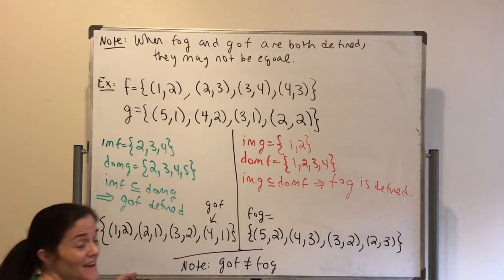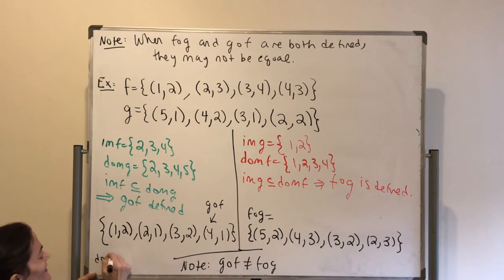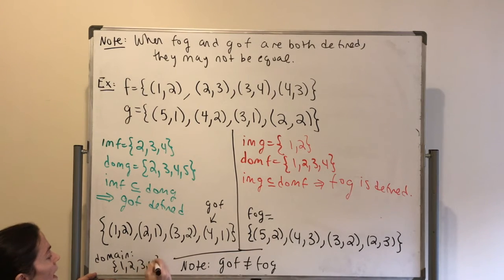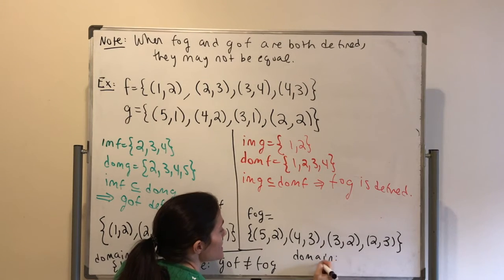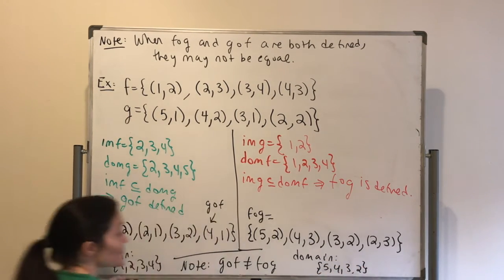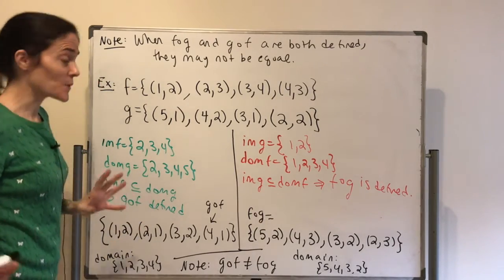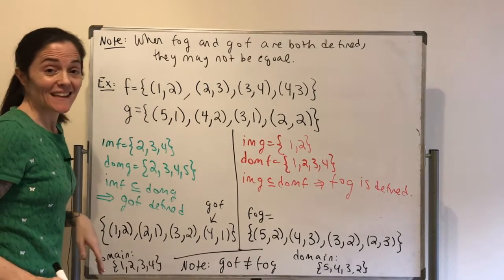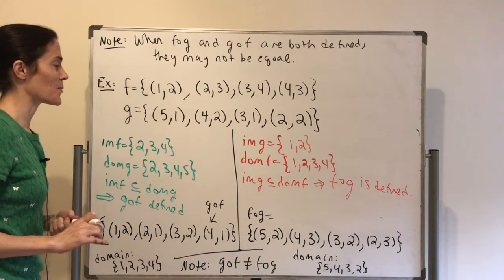In fact, they don't even have the same domain, right? The domain here is 1, 2, 3, 4. This is an important observation. And the domain over here for F compose G is a different set. It's 5, 4, 3, and 2. So if you have two functions that have different domains, there is no chance those functions are equal. But we see it explicitly here by listing ordered pairs. And this is an important observation.